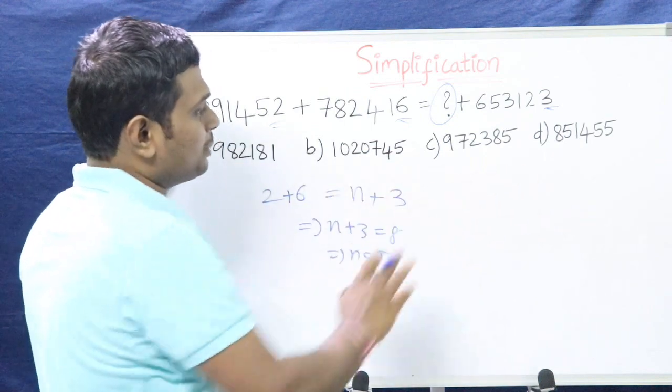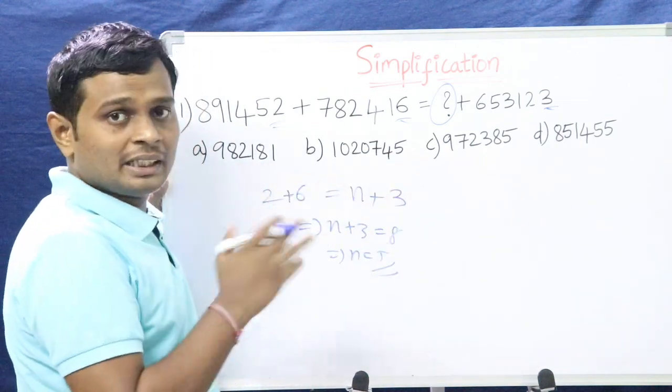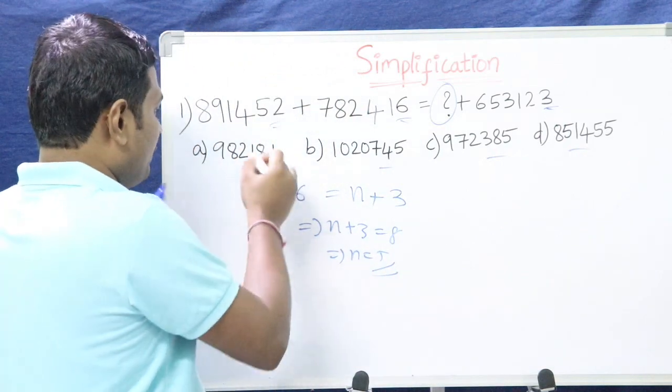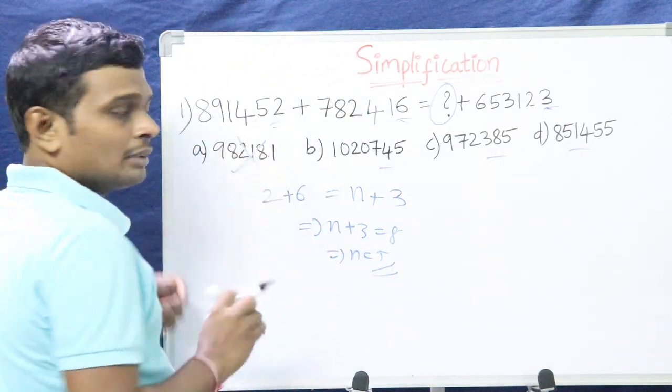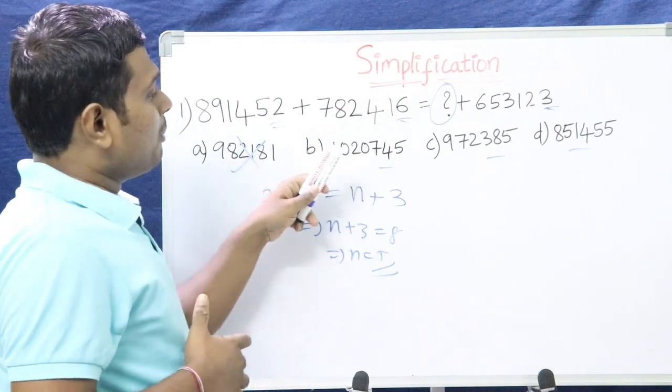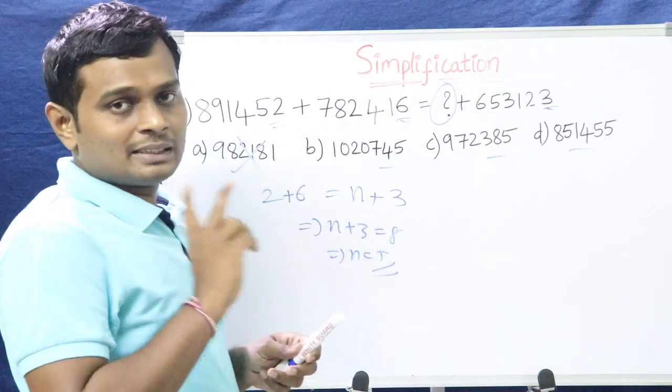Among these options, which ones end with 5? These three options end with 5. So we can rule out this option directly. We can find out the possible numbers in the resultant. That is the second step.